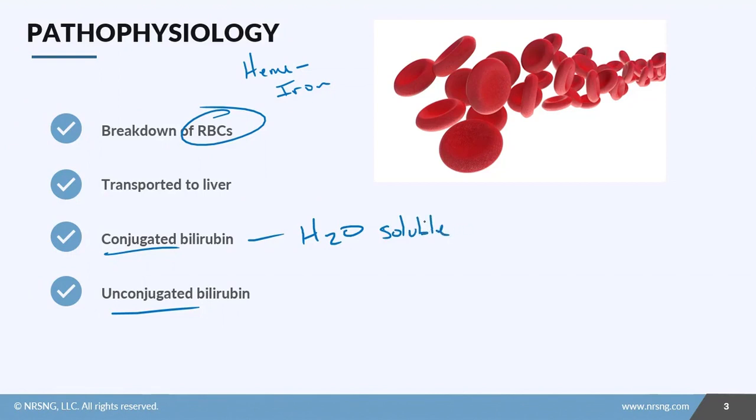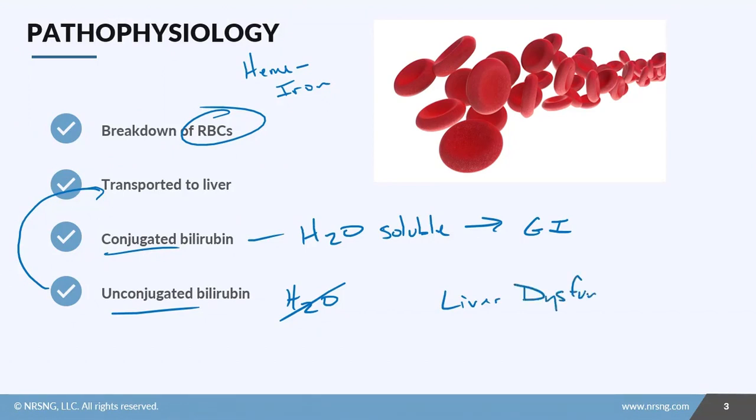That means it's picked up by water and it's kicked out via the GI tract. But unconjugated bilirubin is not water soluble. So it has to be transported to the liver and converted to conjugated bilirubin, and then it's excreted by the GI tract. In patients that have liver dysfunction, this process doesn't happen. Because it doesn't happen, you have an accumulation of unconjugated bilirubin. That means your bilirubin goes up.